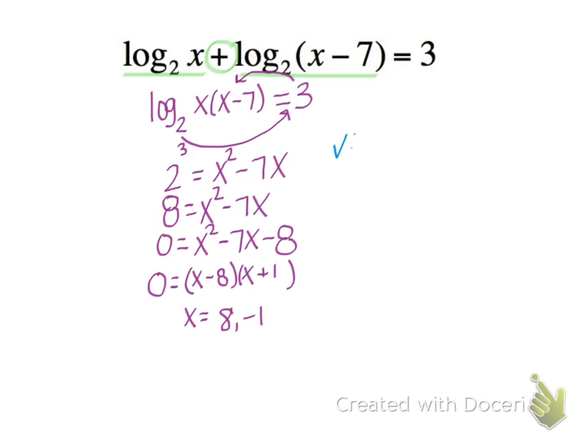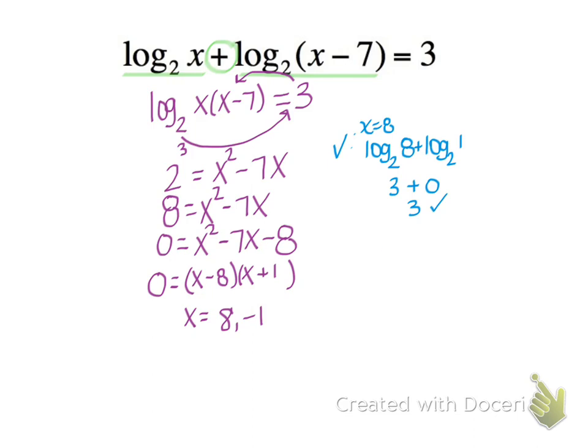If we start with x equals 8, let's start checking that one, the positive 8 solution. We're going to have the log base 2 of 8 plus the log base 2 of 8 minus 7, which is 1. Now, 2 to the what equals 8? The answer there is 3. And remember, the log of 1 is always 0, so this equals 3. And so it looks like it works okay.